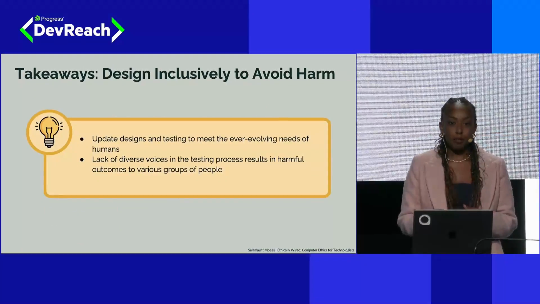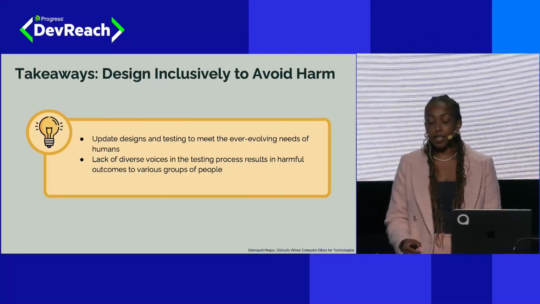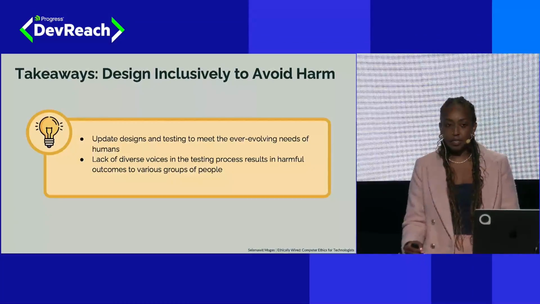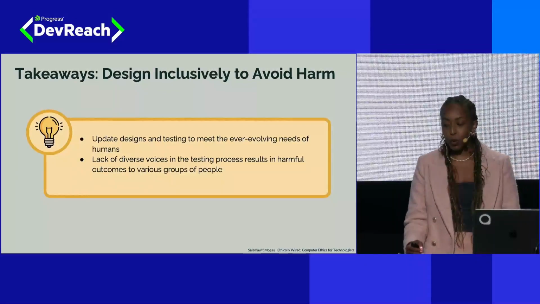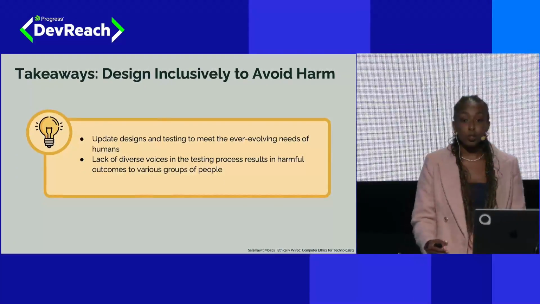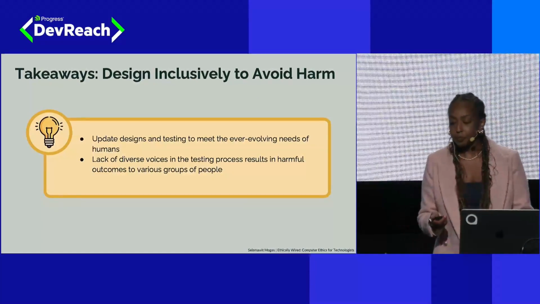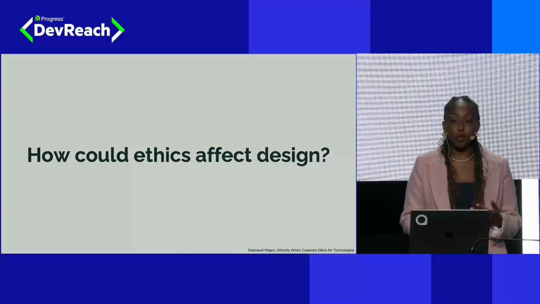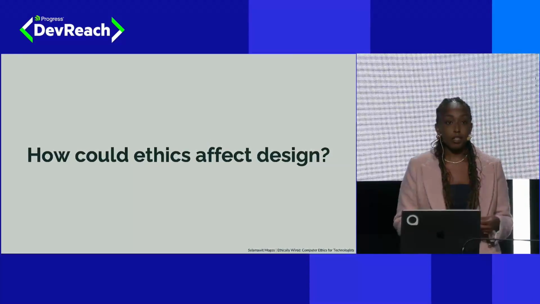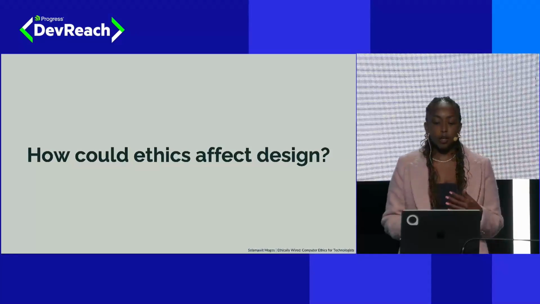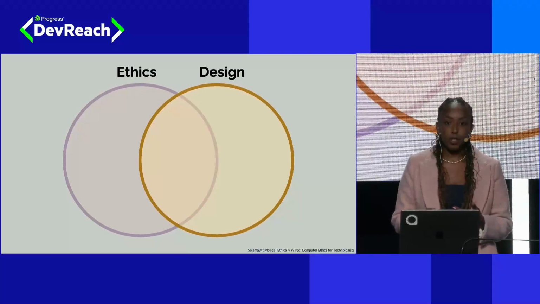Now, taking a step back from the crash test dummies and just thinking more broadly, what this is highlighting is that we need to update designs and testing to meet the ever-evolving needs of humans. And really, that the lack of diverse voices in the testing process results in harmful outcomes for various groups of people. In this case, it was women. Like we mentioned earlier, poorly designed products make it harder for folks to leverage the technologies that we're building. So let's see where and how ethics could affect the design process. We'll do that by first looking at this Venn diagram.